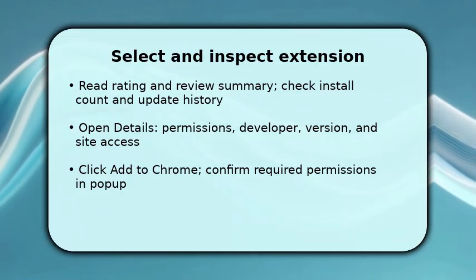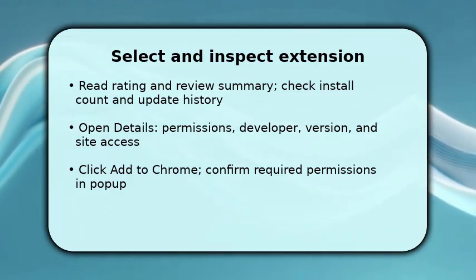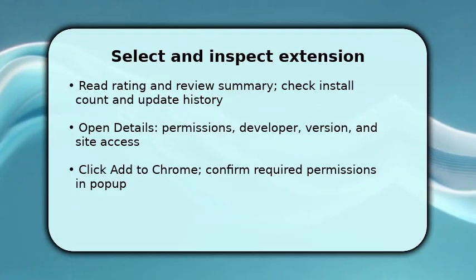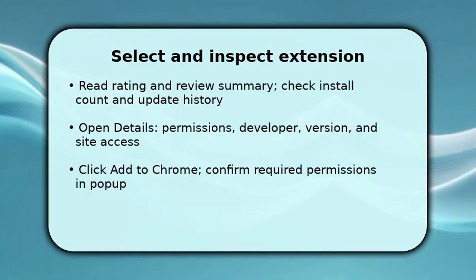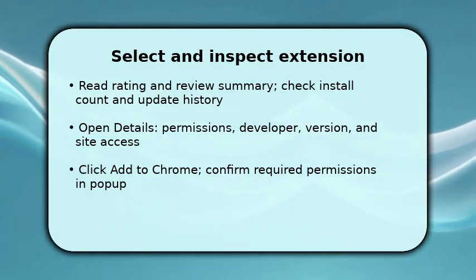If everything looks acceptable, click Add to Chrome. A permission dialog appears. Review it carefully, then confirm. After you accept, Chrome downloads and installs the extension automatically and adds its icon to the toolbar or menu.